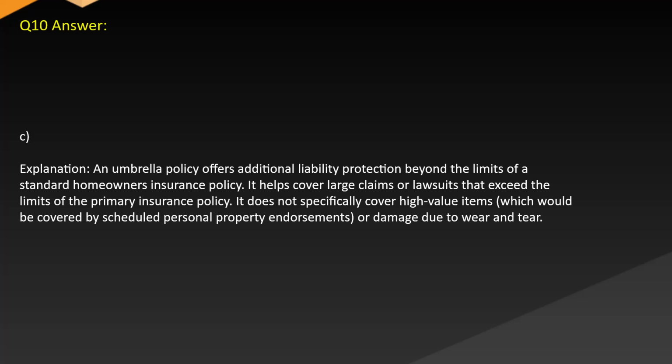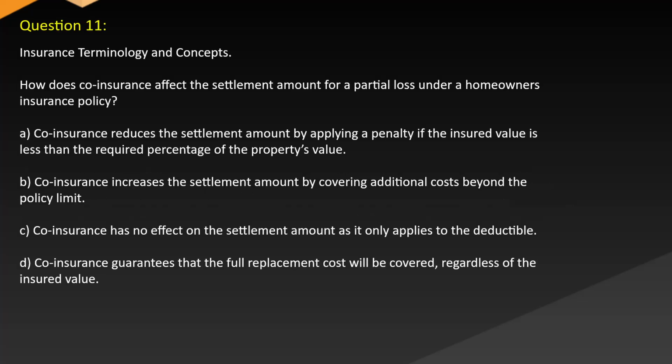Answer: C. Explanation: An umbrella policy offers additional liability protection beyond the limits of a standard homeowner's insurance policy. It helps cover large claims or lawsuits that exceed the limits of the primary insurance policy. It does not specifically cover high-value items, which would be covered by scheduled personal property endorsements, or damage due to wear and tear.